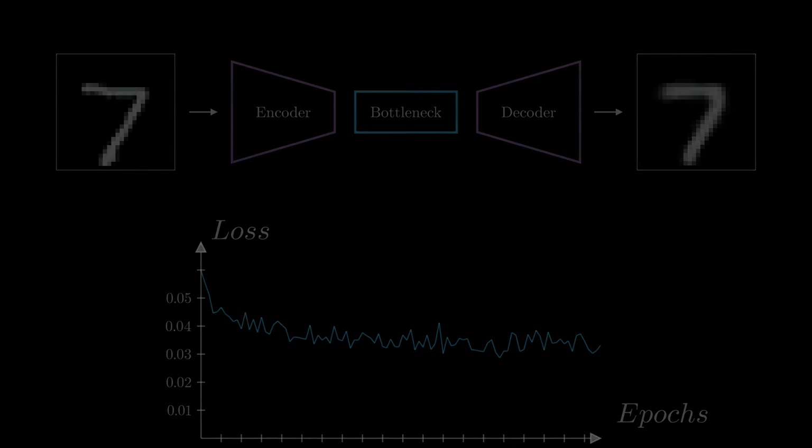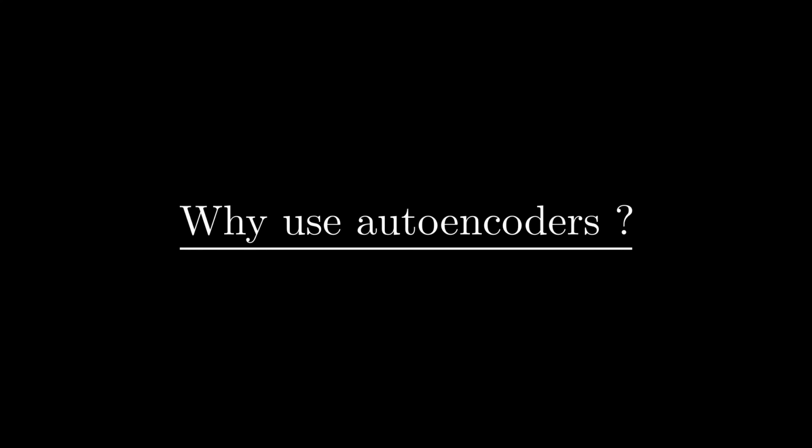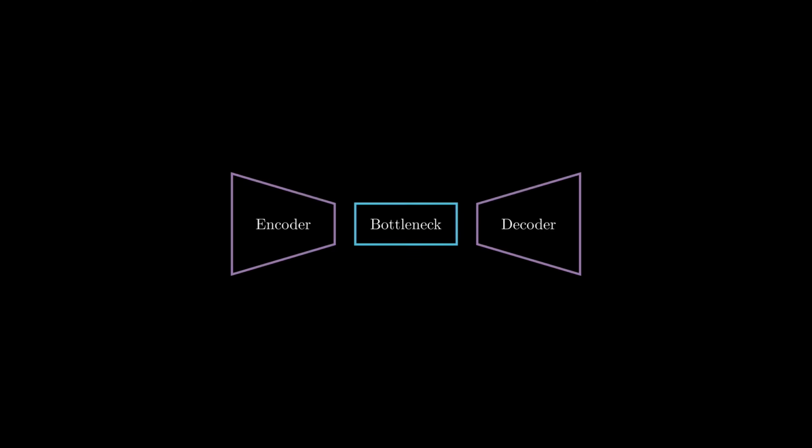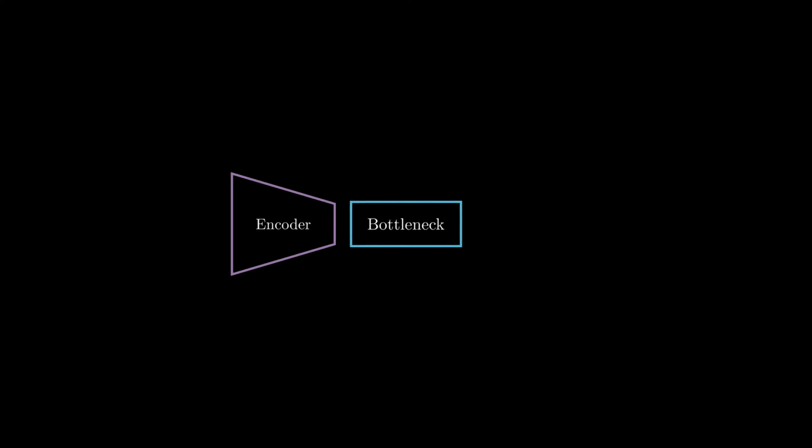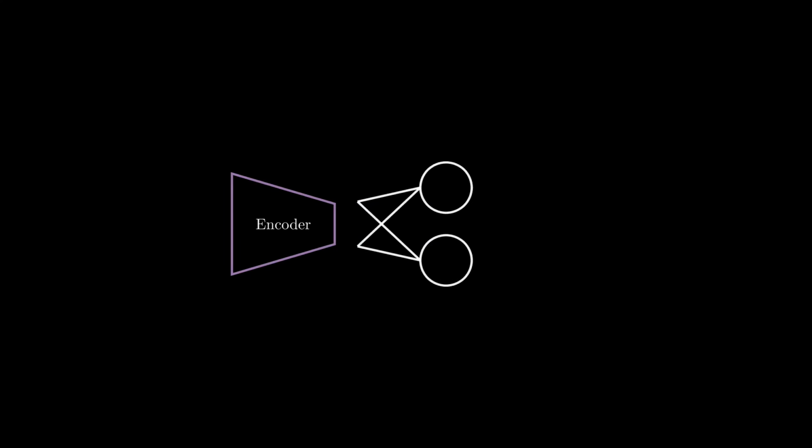Now that we have a basic understanding of how an autoencoder learns to reconstruct images from their latent representation, let's explore why we use such models. As we already mentioned, one of the main advantages of autoencoders is their ability to perform data dimensionality reduction. The dimension of the latent space is determined by the number of neurons in the bottleneck layer. For example, if there are 2 neurons in the bottleneck, the latent space is two-dimensional.